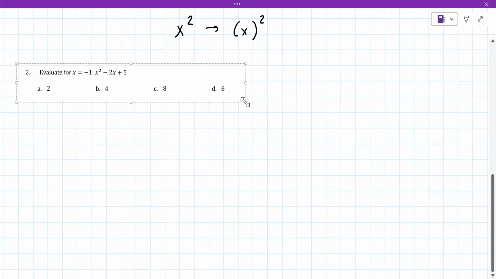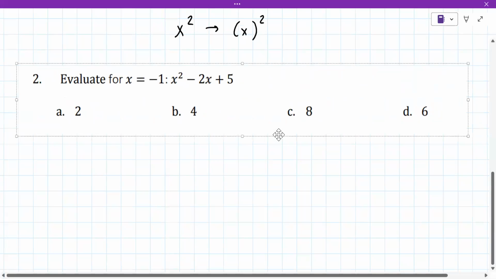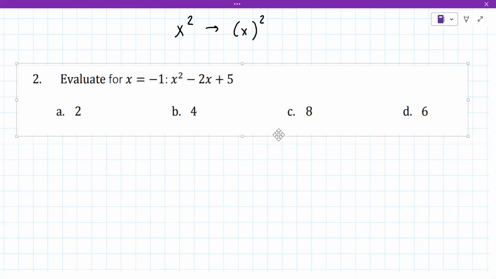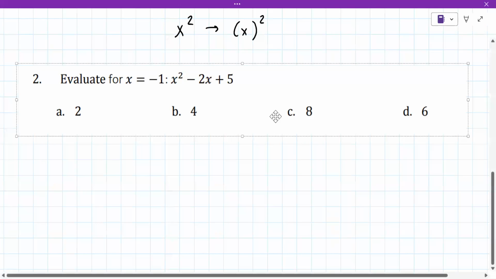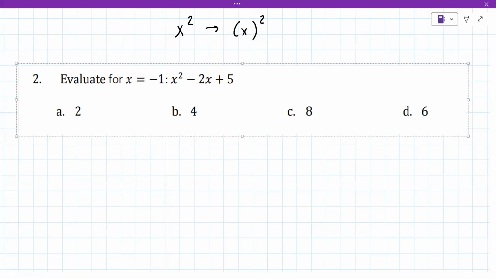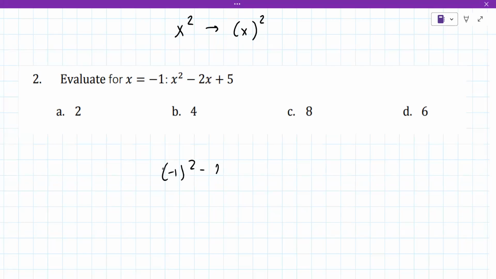So let's take a look here. This time I am giving you the answer choices. Go ahead and work this out, please. Let me know what you come up with. Is it 8? How confident are you in your answer? Not the most confident. You should be. You did a good job there. It's 1 plus 2 plus 5. It is 8. Very good.